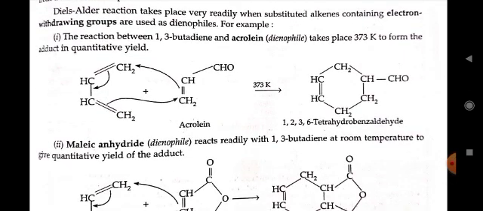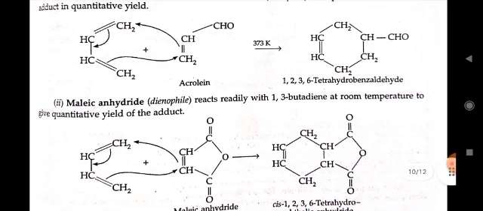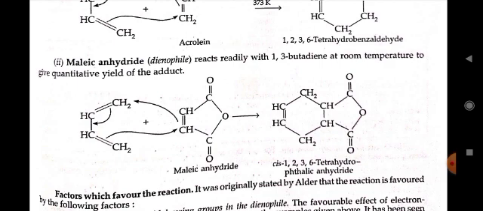Diels-Alder reactions take place very readily when substituted alkenes containing electron withdrawing groups are used as dienophiles. For example, the reaction between 1,3-butadiene and acrolein dienophile takes place at 373 Kelvin to form the adduct in quantitative yield. Maleic anhydride dienophile reacts readily with 1,3-butadiene at room temperature to give a quantitative yield of the adduct.